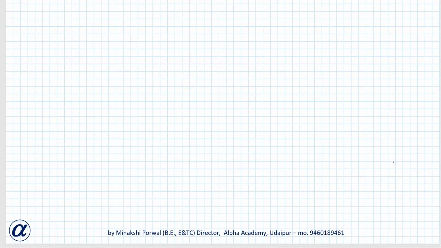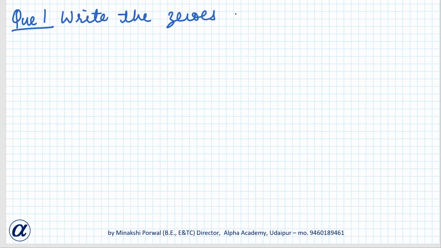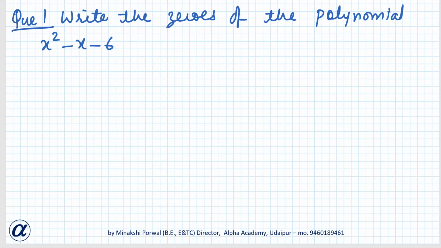Then I am writing some questions. Write the zeros of the polynomial x square minus x minus 6. Okay. This is a question of board examination 2008. So just after finding the answer, you can type your answer in the chat box.